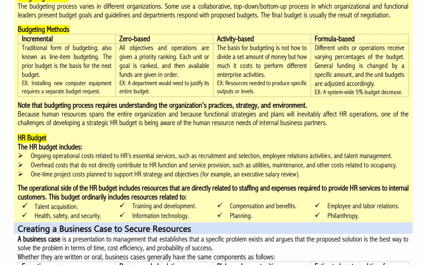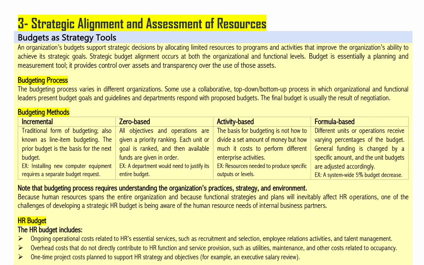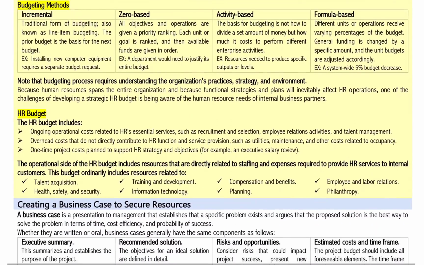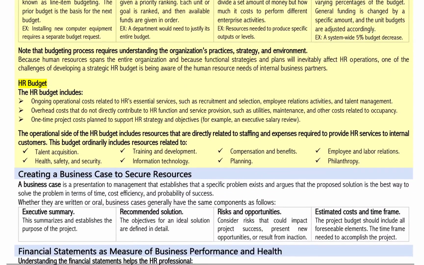Because human resources spans the entire organization and because functional strategies and plans will inevitably affect HR operations, one of the challenges of developing a strategic HR budget is being aware of the human resource needs of internal business partners.